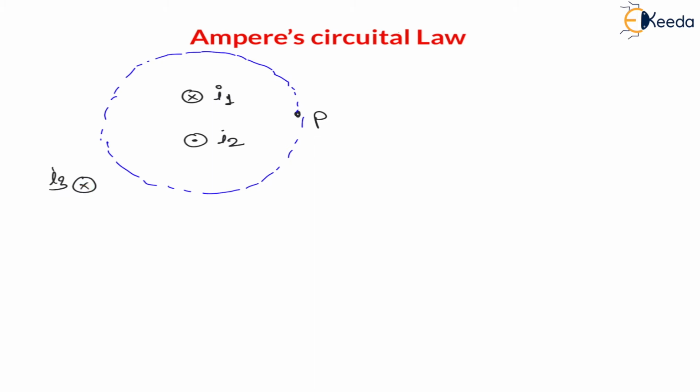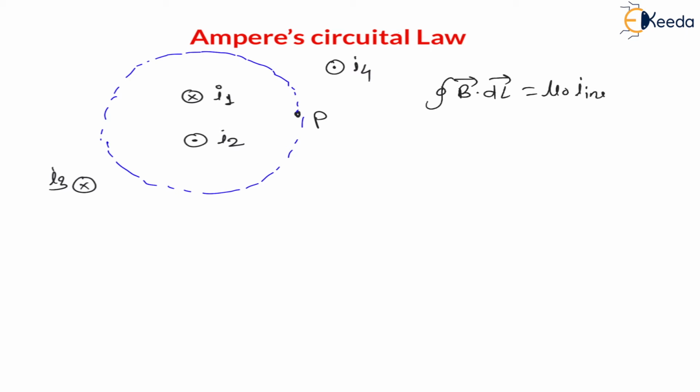Cross means going inside the board, and one more current I4 is coming outside the board. Dot means coming outside the board at this location, right? Now I3 and I4 are outside. Definitely I3 and I4 are outside.